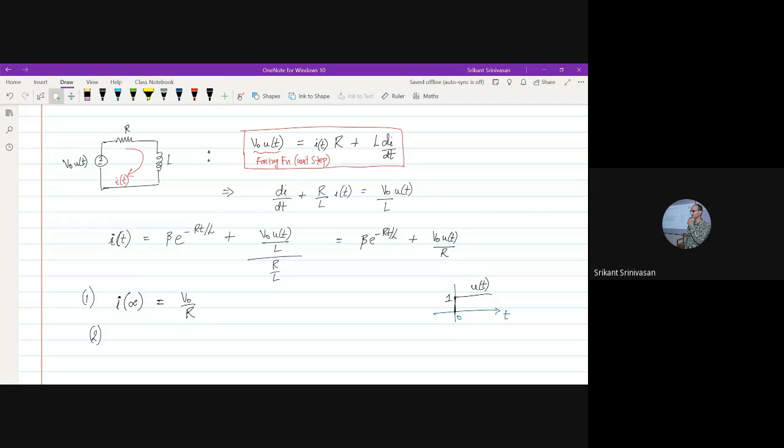That's good. Then what about I at time t equal to 0? What happens here?